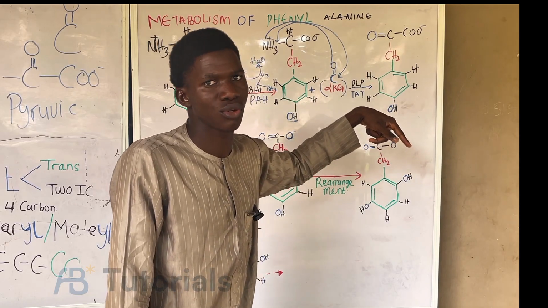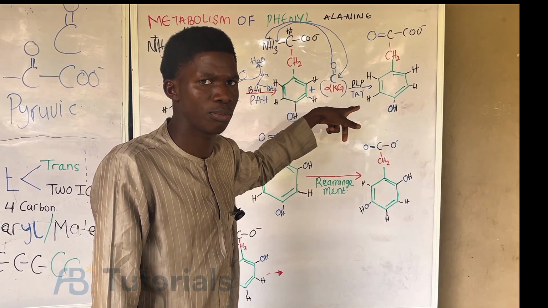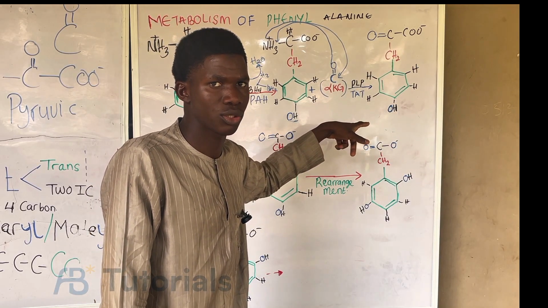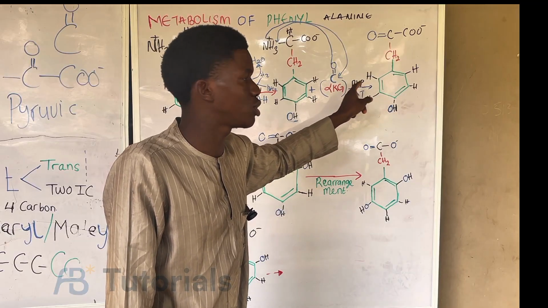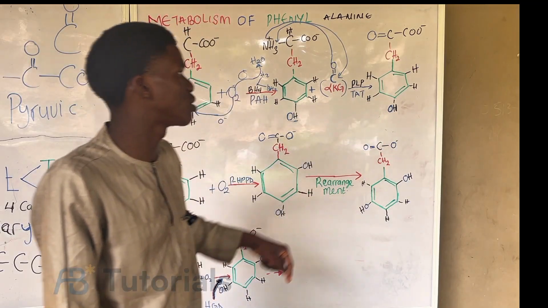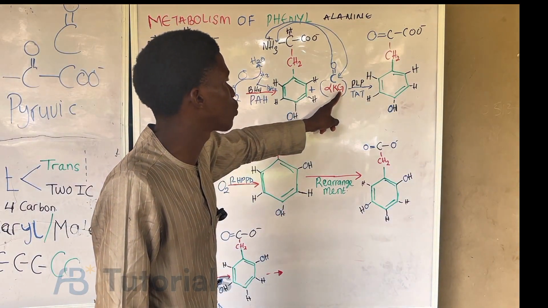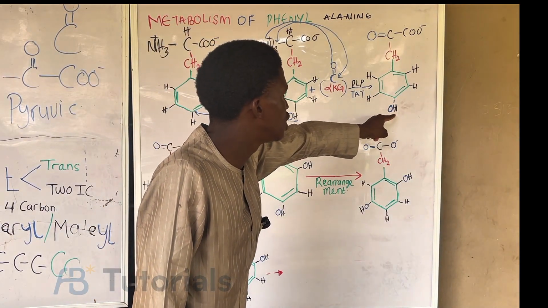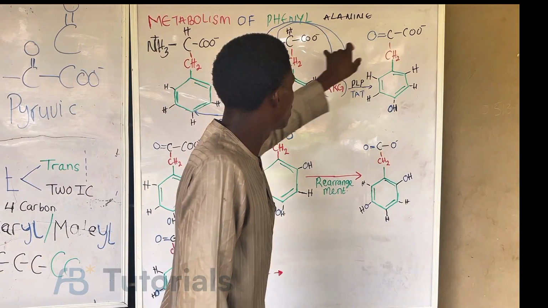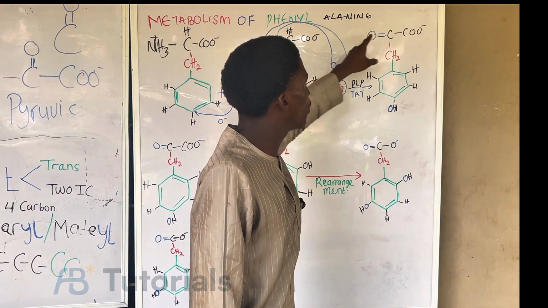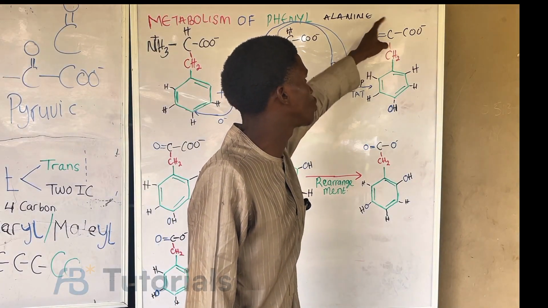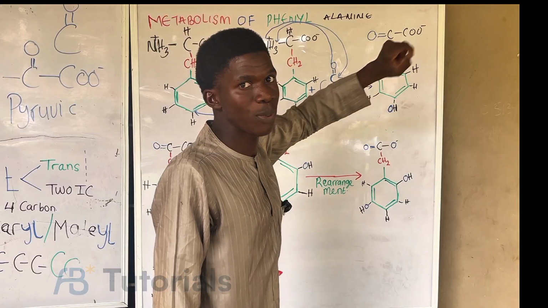PLP. If you understand your transamination very well, this should not be a problem, because in a transamination reaction we have this PLP, which is pyridoxal phosphate. Okay, so this is tyrosine reacting with alpha ketoglutarate to give us this compound in which the ammonia part has been replaced with oxygen. I hope it is clear.